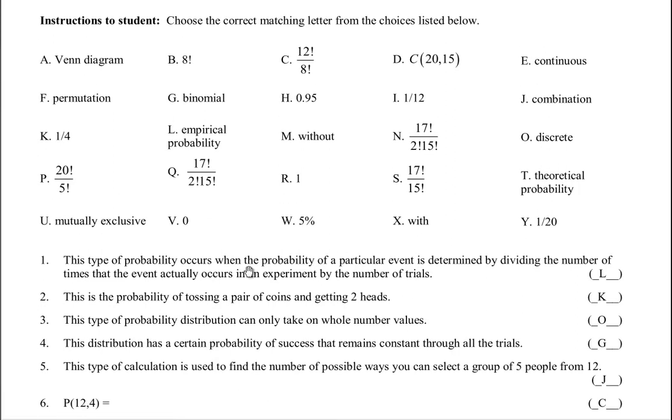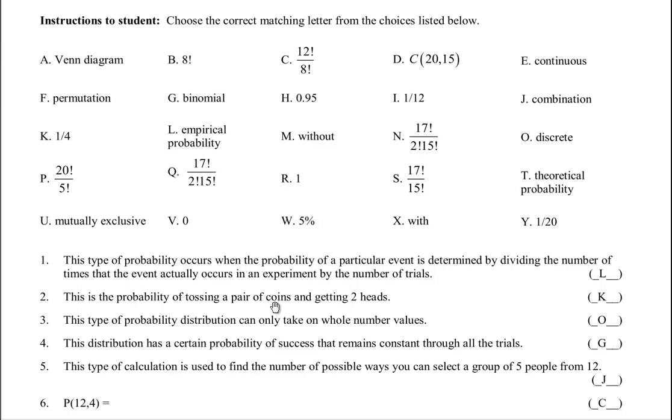Nothing is used twice. So for the first one, it says this type of probability occurs when the probability of a particular event is determined by dividing the number of times that the event actually occurs in an experiment by the number of trials. And so that's called an empirical probability because it was a probability that was determined from an actual experiment that was conducted.